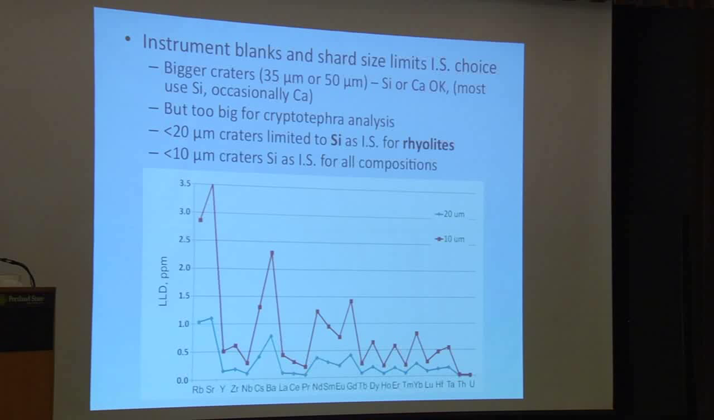And because of various internal standard issues, at 20 micron craters or above, we are limited to using silicon as the internal standard in rhyolites. Calcium is too low to be quantifiable in rhyolites at 20 microns, if we're talking about these sort of high silica rhyolites with a percent of calcium in. And at 10 micron craters, nothing else can be used in those as an internal standard. Certainly on our system. It may be different on other systems, but certainly for us that's a problem.